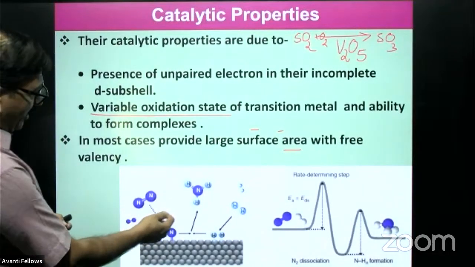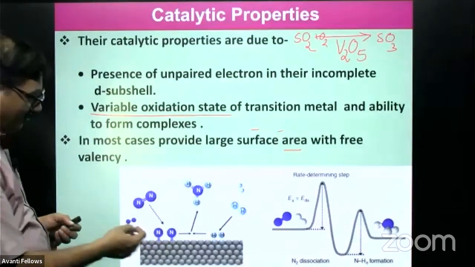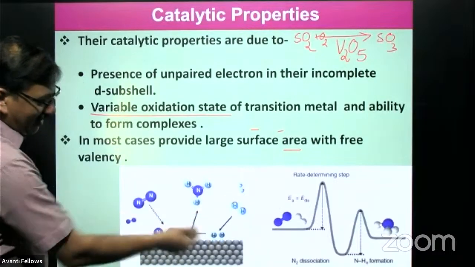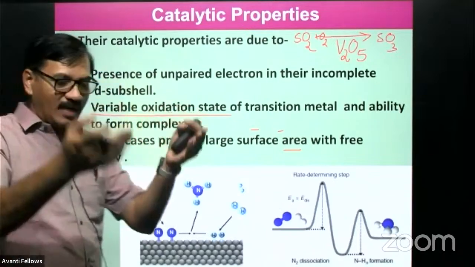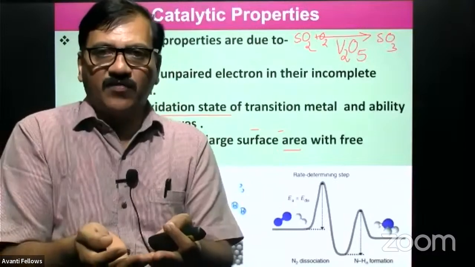Okay, so here it is the preparation of ammonia. This is iron. Nitrogen and hydrogen get attracted, and when nitrogen and hydrogen get attracted, they will be on the surface because of adsorption.